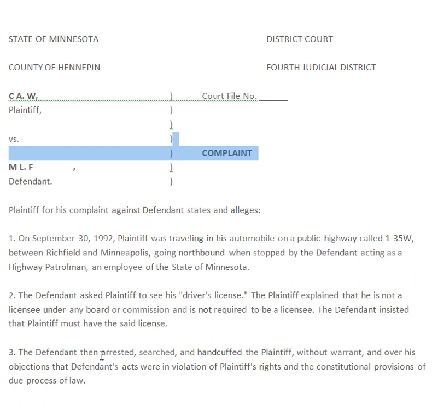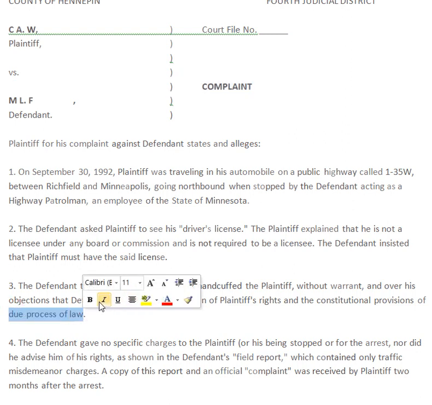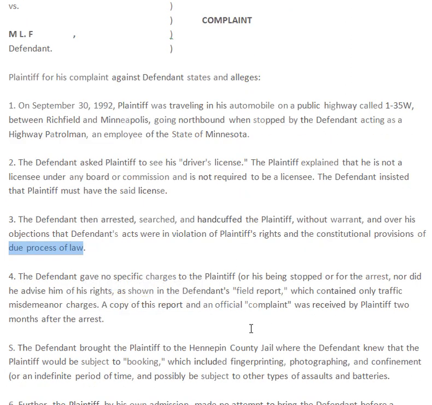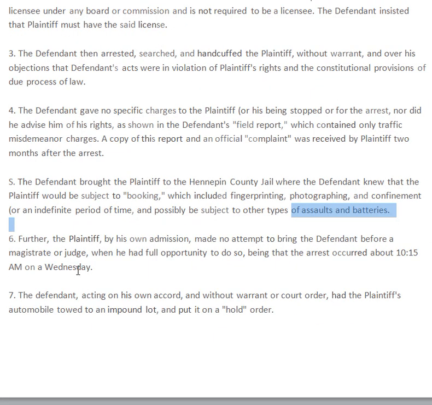All right, so the defendant arrested, searched, and handcuffed the plaintiff without warrant, and all of these things were violations of plaintiff's rights, the constitutional provisions of due process of law. So right there, they tell you, and you can make a lot out of this if y'all really know what's going on. The defendant gave no specific charges for the stop or the arrest, nor did he advise him of his rights, as shown in the report. The defendant brought the plaintiff to the county jail for booking, fingerprint, and photograph for an indefinite period of time. So you see, assault and battery. Those are the different things the plaintiff had to go through.